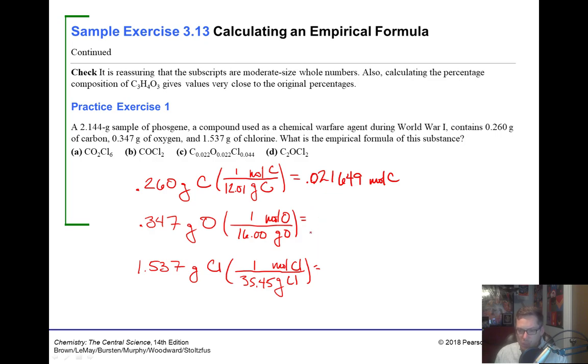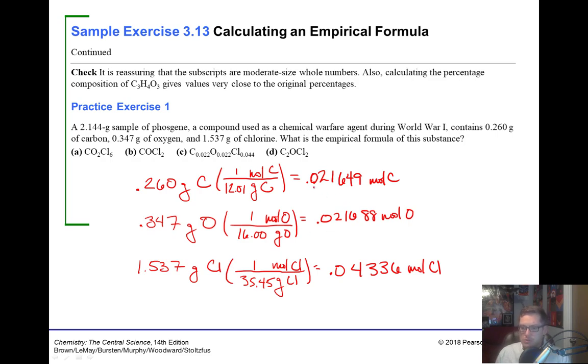All right. Now we do the same thing with oxygen, and we say 0.347 divided by 16, and we get essentially the same number, so 0.021688 moles of oxygen. And then for chlorine, we'll take 1.537 divided by 35.45, so we get 0.04336 moles of chlorine. All right, so now we've gone mass to mole, then we divide by the smallest.